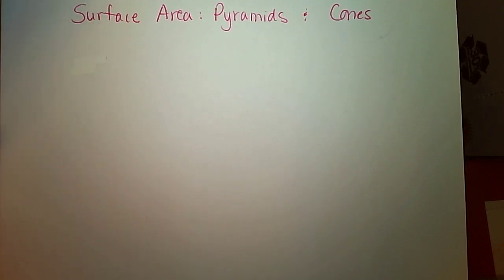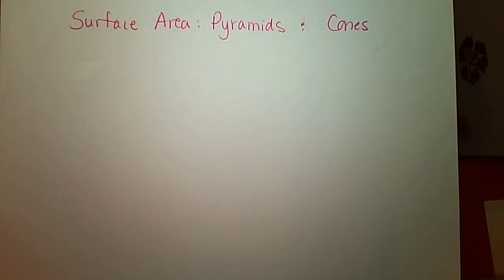Hello. Today we're going to talk about the surface area of pyramids and cones. With that, our pyramids tend to focus on rectangular or square pyramids, and our cones are like the bottom of an ice cream cone. So the first thing we're going to talk about is pyramids.